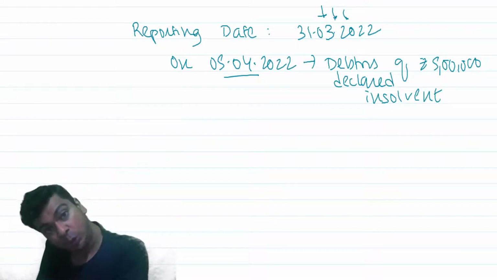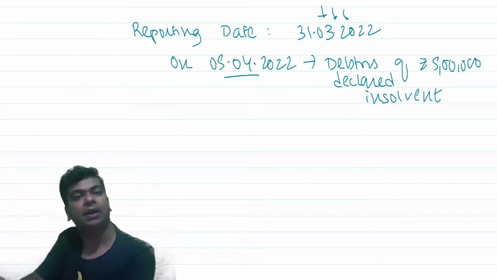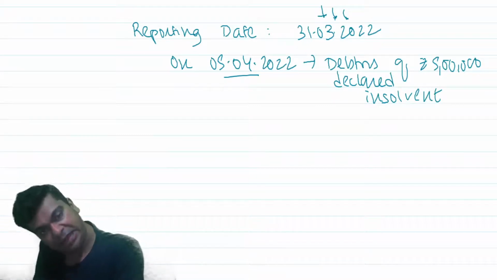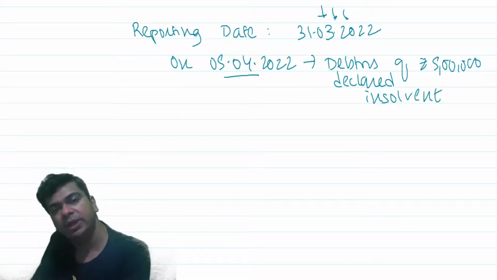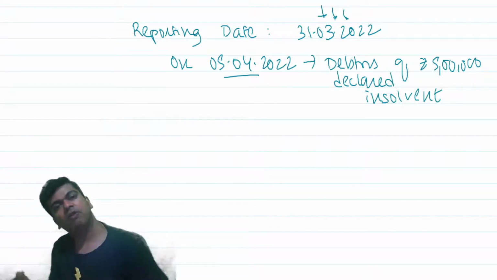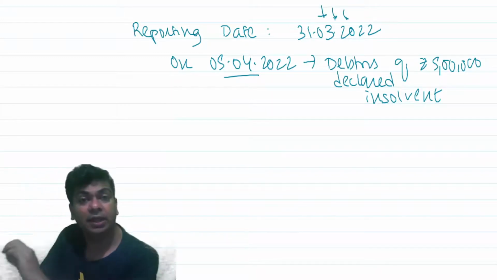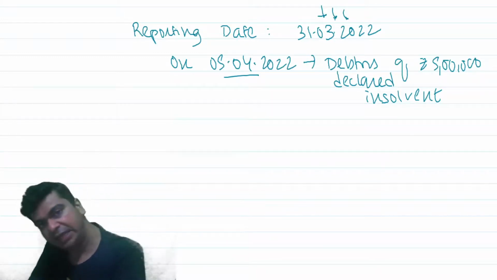I would like to know why this debtor has declared itself to be insolvent. What really went wrong that the debtor had to declare itself insolvent? One of my debtors has declared himself to be insolvent, and I really want to know why this has happened.